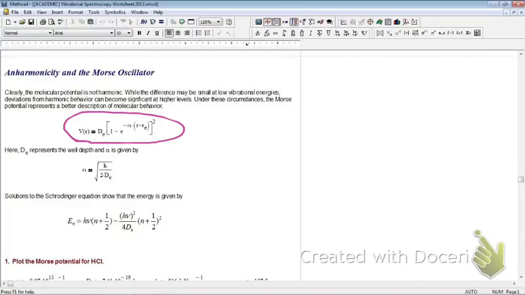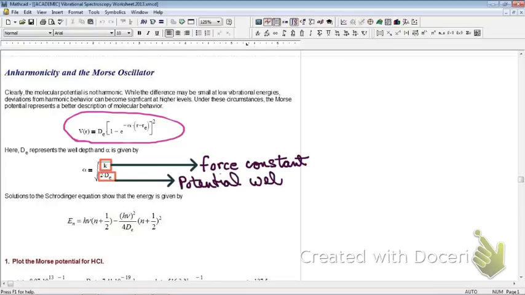In the Morse oscillator, we have a coefficient alpha. And in that coefficient we have K, the force constant, and dE, which represents the depth of the potential well.